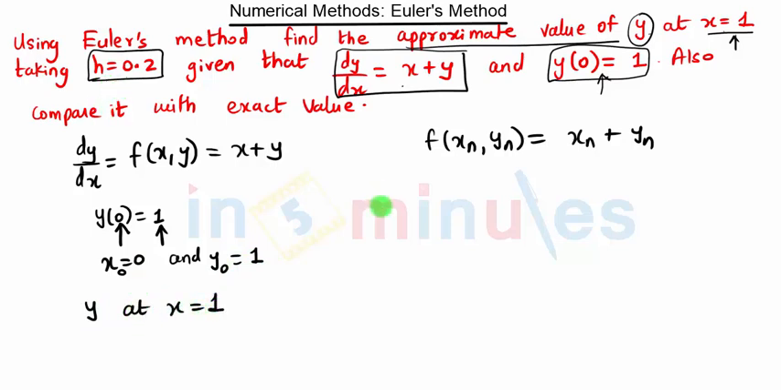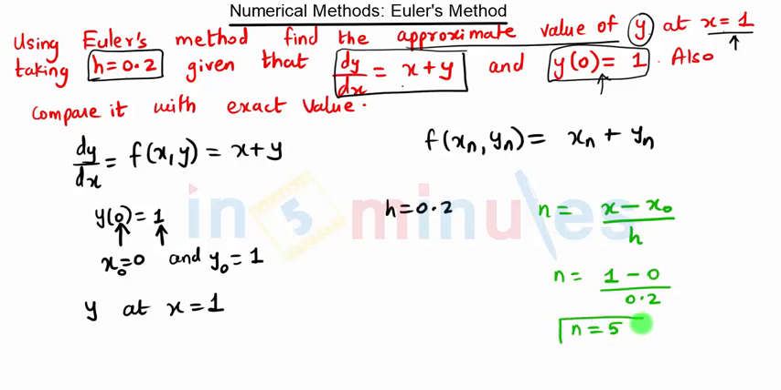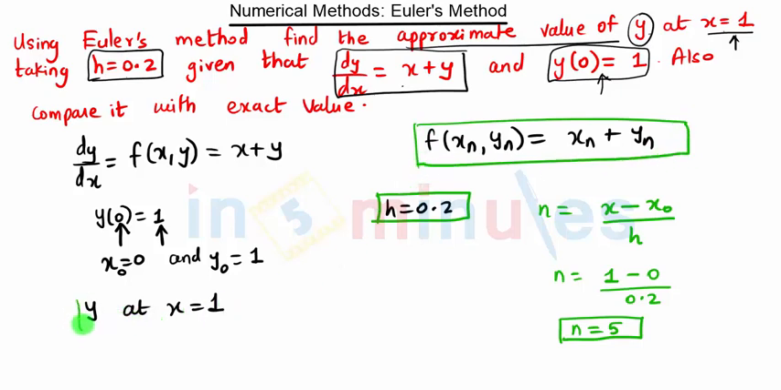Now we are given the interval h equal to 0.2. So we can find the value of n as x minus x0 upon h. So x is 1, x0 is 0, h is 0.2, so n will be 5. So the number of steps are 5, interval is 0.2, our function is xn plus yn, and we have to find the value of y at x equal to 1. So we are going to write all these things in our table.